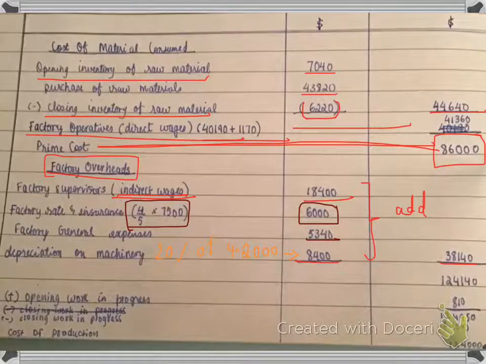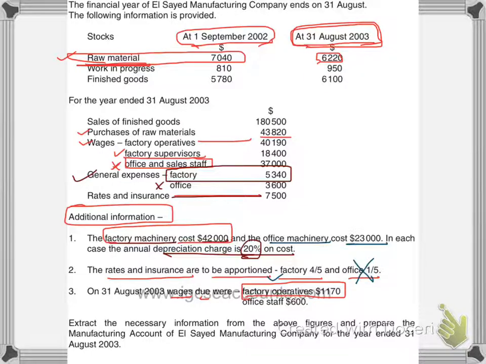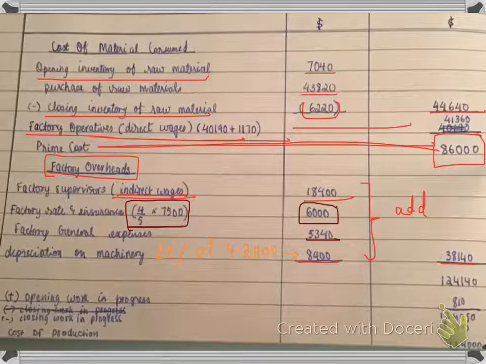Then we go and check for the opening work in progress. Yes, there is an opening work in progress. The opening part is 1st September, so we take this amount 810. That's one thing students forget to do. They don't add the prime cost with the indirect cost value. So if we do the prime cost 86,000 plus 38,140, the indirect cost, we get 124,140.